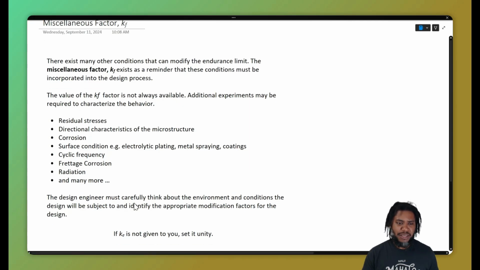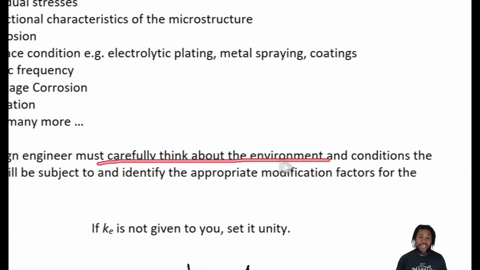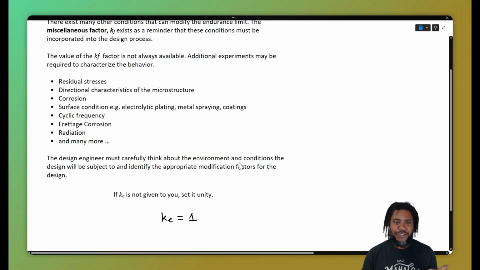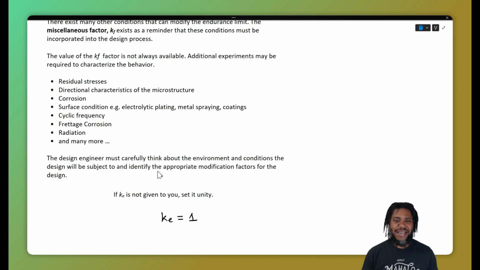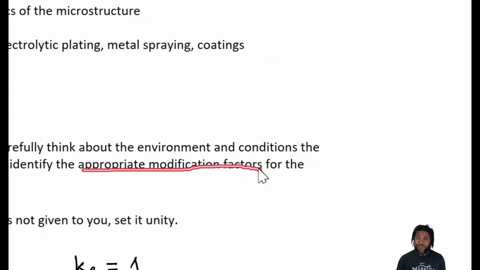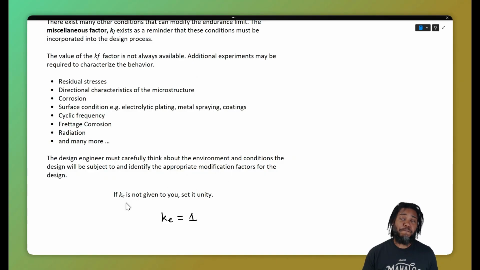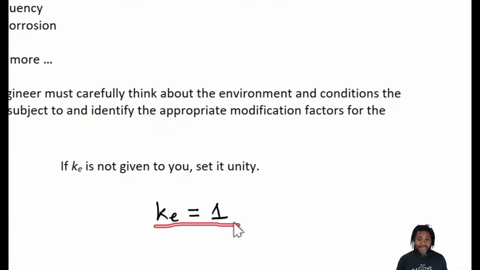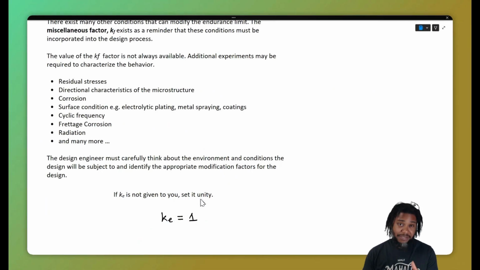Overall, as a design engineer, we must be careful to think about the environment and the conditions in our design and how they might affect our fatigue resistance. And try to identify appropriate modification factors for that design. And of course, if KE is not given to you, and if you find no additional factors are necessary or information is available for them, then you can simply set KE equal to 1. And in most cases in this course, we would set it equal to 1.